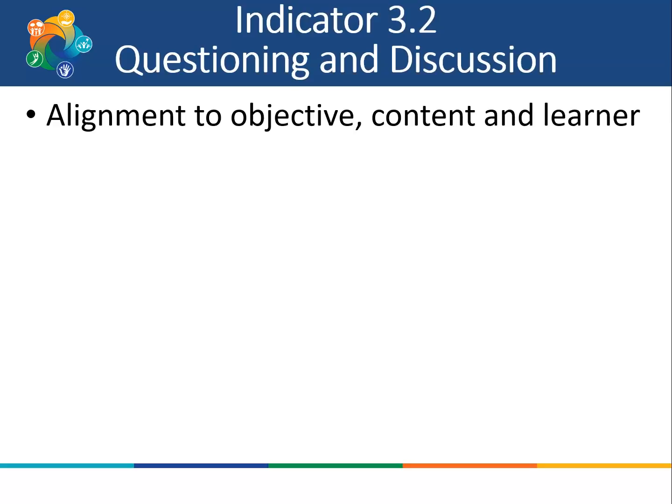The first descriptor for questioning and discussion is alignment. Much like assignments, questions must be aligned to the objective, the content, and the learner. This alignment is key. Well-aligned questions can advance student learning and enable students to show mastery.